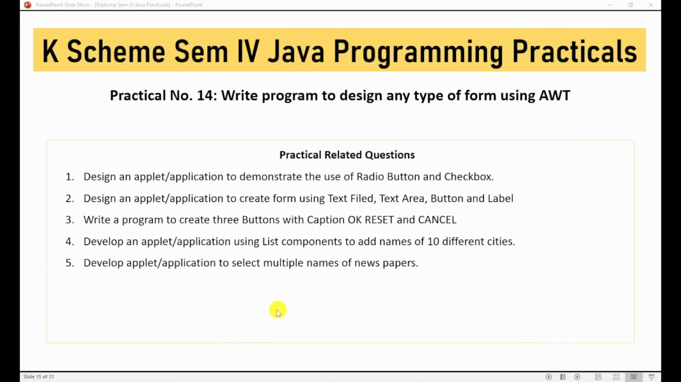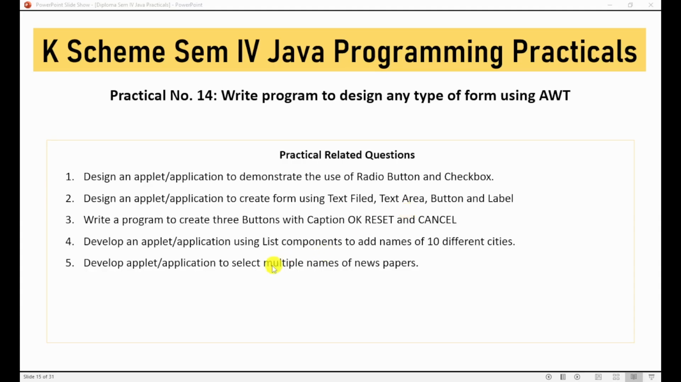Now let's move to the second question, which is: design an applet or application to create a form using TextField, TextArea, button, and label. So again we have to use these controls inside our program. We have seen radio buttons and checkboxes in our first question. Similarly, in this second question we are going to use different controls, that is TextField, TextArea, button, and again we are using Label here. So those controls will be covered in this practical.